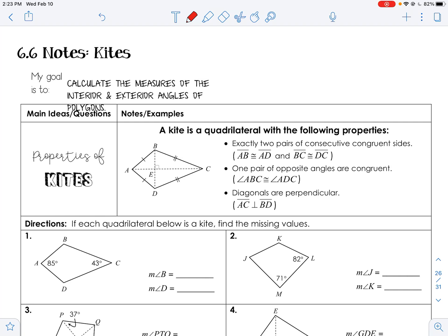A kite is a quadrilateral with the following properties. Exactly two pairs of consecutive congruent sides. Consecutive means in a row. Congruent means the same, so you can see them marked here and here. That's consecutive, and then here and here. That's consecutive. Two pairs. One pair of opposite angles are congruent. And the diagonals are perpendicular. We got the little box in here.